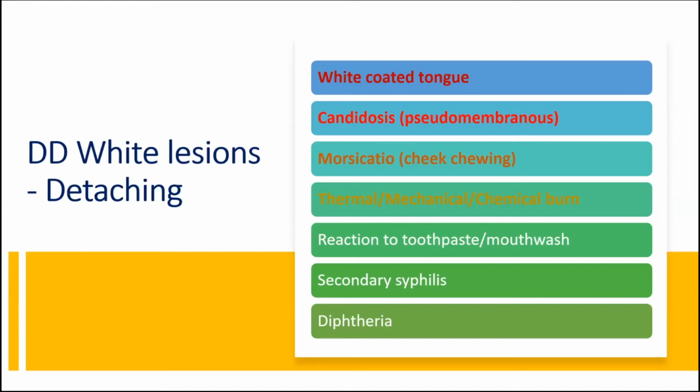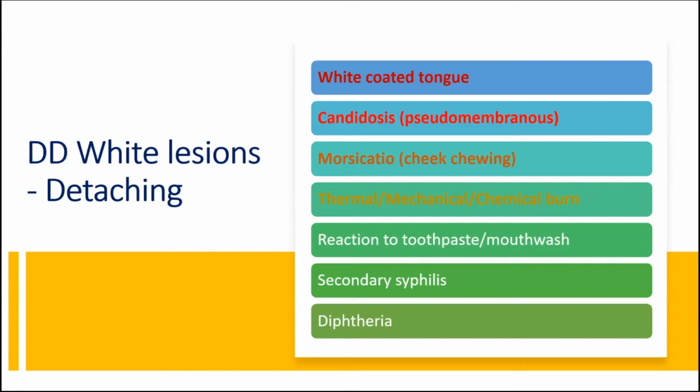Morsicatio, which is cheek chewing, is different to the linea alba, okay, because it is detaching. So don't confuse the two. Linea alba, which is frictional keratosis as a line on the cheek, cannot be detached, all right? But people that have the habit of chewing their cheeks, it appears like a flaky mucosa, okay?